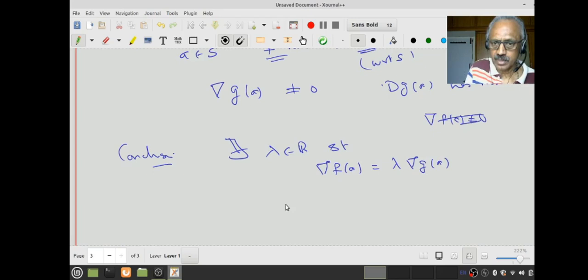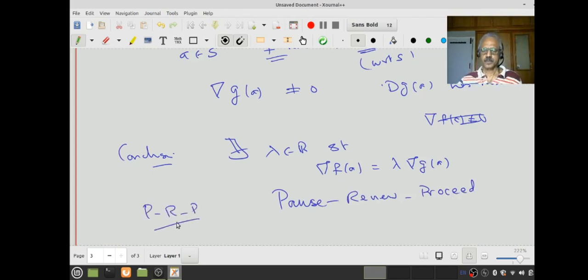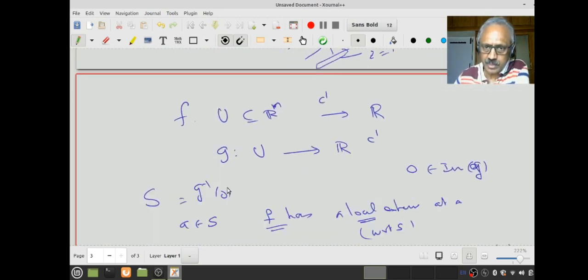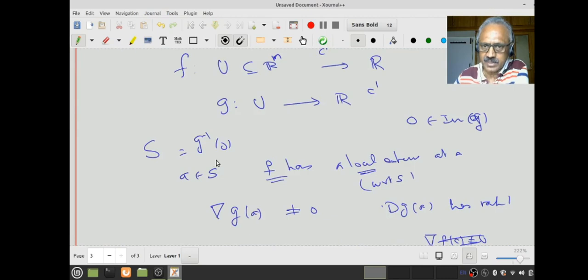Please pause, review, understand. Did you understand? I took f dash x equal to 0, which gives me possible local extrema, local maxima or minima, for a real valued function of a real variable. Now what do I have? I have a function f which is defined on an open set, but I am not looking at the local extrema there. I am looking only on the set S, which is the level set. This is called the constraint, with respect to the constraint G.